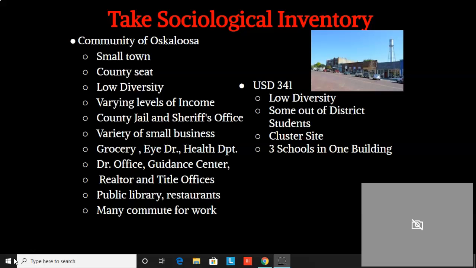But we do have very similar things going on at USD 341. We have low diversity. We do have some out-of-district students, and we are also a cluster site. So as a special ed teacher, I have several students from different districts that are bused in each morning, and we are 3 schools in one building.